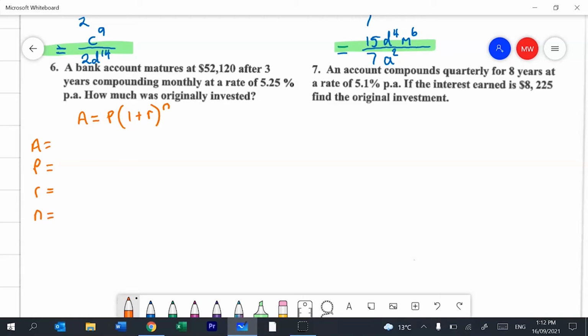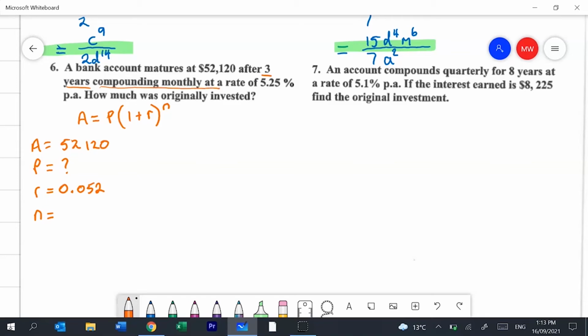So we've got the final account balance, 52,120. We don't have our principal. That's what we seem to be chasing. We've got a rate of 5.25%. Be careful, it needs to be moved into a decimal. And if we look closely at this, the investment is 3 years and it compounds monthly.